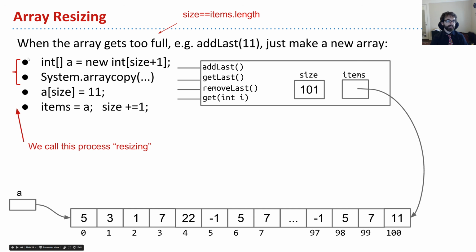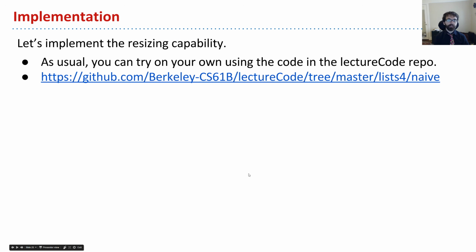So we call this process here in this little range where we create a new array and copy it resizing. Now, of course, we didn't actually resize anything at all. We created a copy and set our items pointer to our new array, but the effect is the same. So we're going to implement this in a moment.